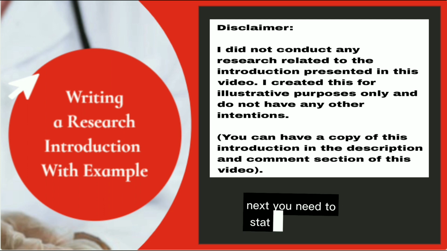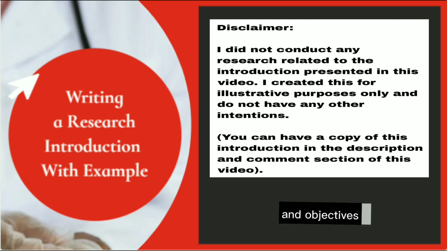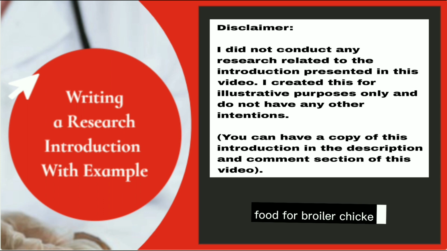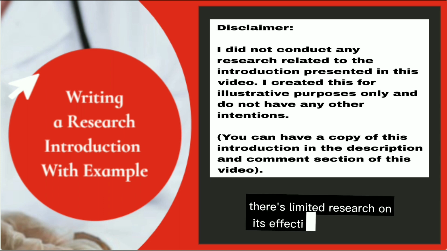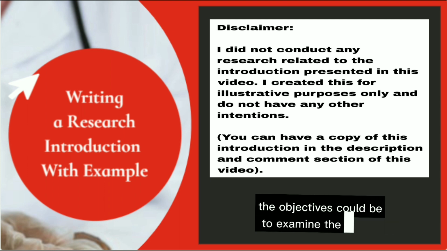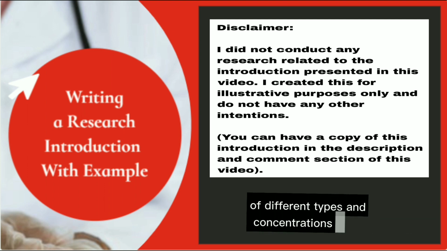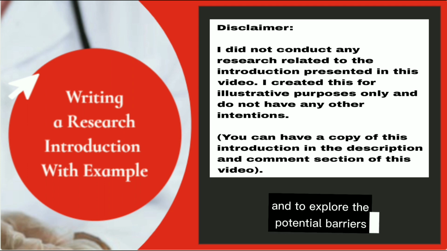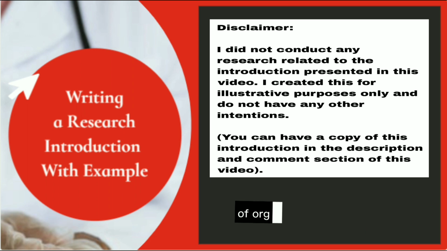Next, you need to state the research problem and objectives. In this case, the research problem could be something like, despite the growing interest in organic food for broiler chickens, there's limited research on its effectiveness and feasibility in Masbate. The objectives could be to examine the effects of different types and concentrations of organic feeds on broiler chicken growth, health, and meat quality, and to explore the potential barriers and opportunities for the adoption of organic feeds among broiler chicken farmers in the province.